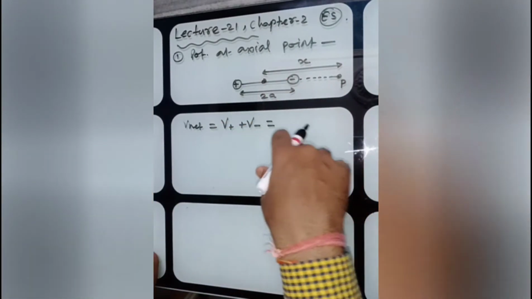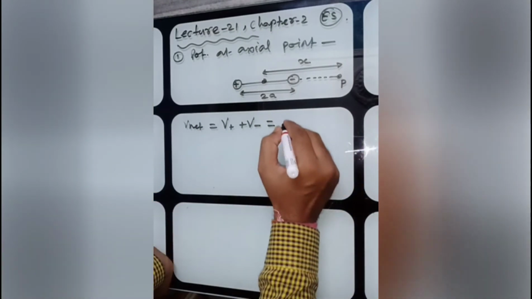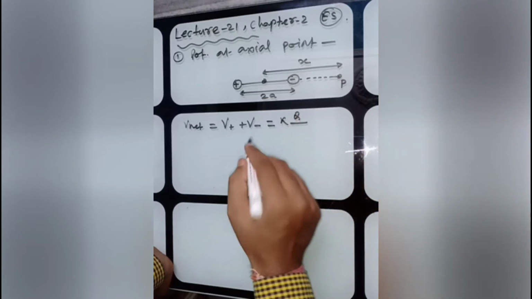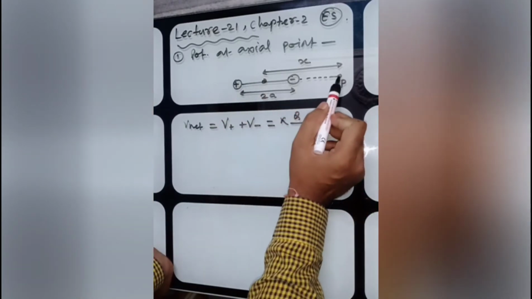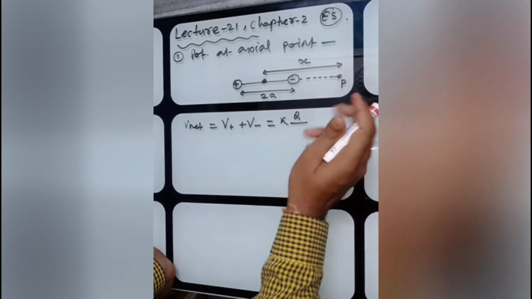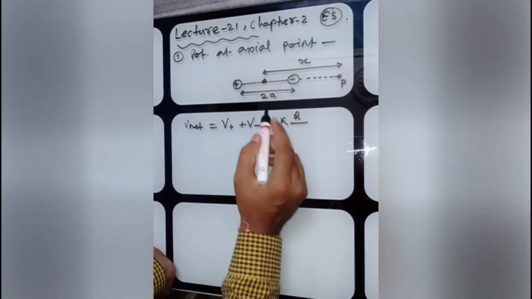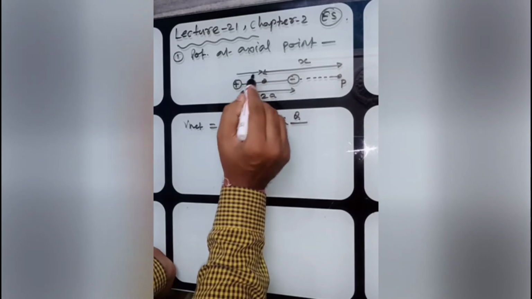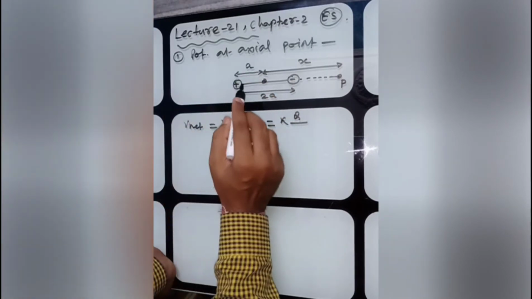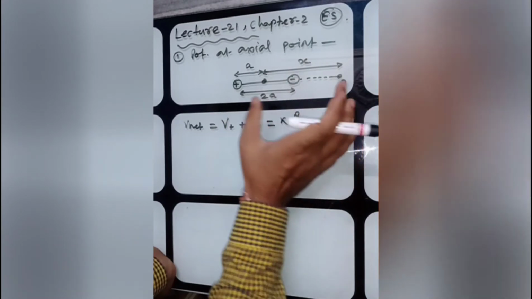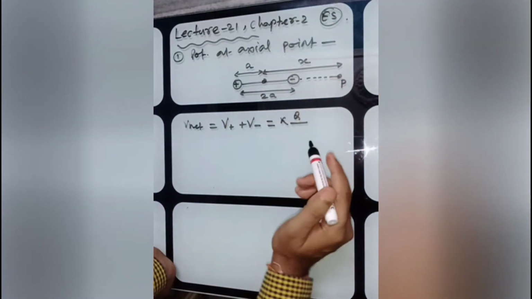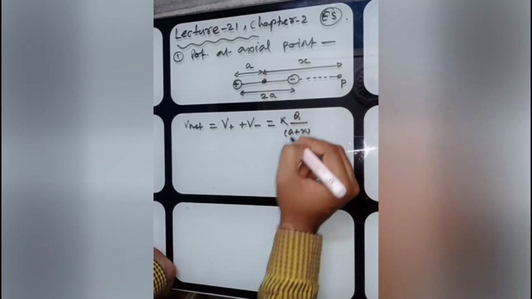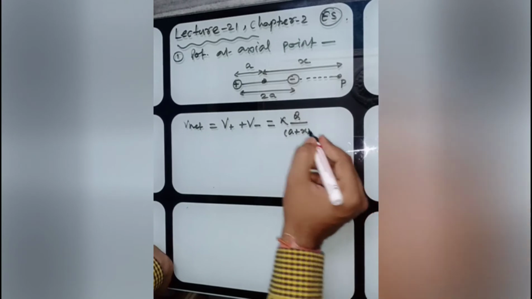Now, V positive is K Q divided by distance. For the positive charge, how far away is the observation point? This is x and this is a. If the length is 2a, the half distance will be a. It means from the positive charge, the observation point is how much away? It is a plus x. So it is kq over (a plus x). This is for the positive charge.